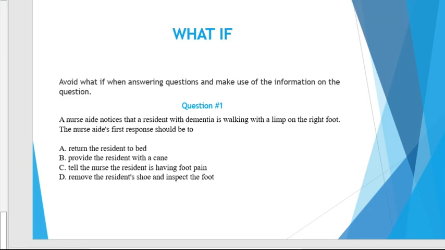What would be your reason? Is it because the person maybe is joking, is playing, because you know she has dementia, so maybe she's joking, right? Now, you provide the resident with a cane. Why? Because she's limping. Also, what is causing that foot problem? What is the problem with the foot? Why are you giving the person a cane? Oh, because she has pain.